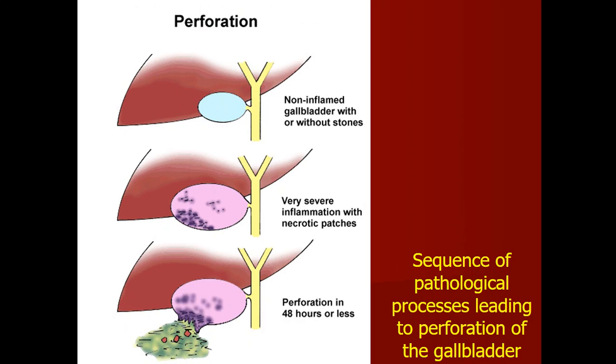Or the worst situation we can have, that's the sequence of pathological processes that would lead to perforation of the gallbladder. And it doesn't mean that we must have stones. We may have stones in the gallbladder or may not. But when very severe inflammation with necrotic patches happens, that leads to perforation in 48 hours or even less, that happens mostly in older people.